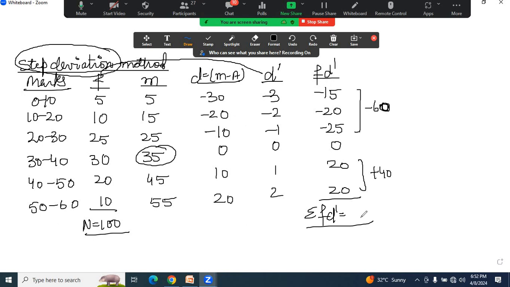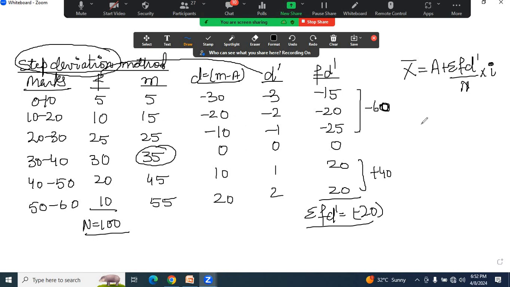So minus 60 plus 40 becomes minus 20. Now the formula. So many steps we have done. The formula becomes A plus summation F D dash upon N into iota. This is not I for ice cream. This is iota. Now what is this iota? It is the same number which we use to divide all the numbers. So what is iota in this question, children?